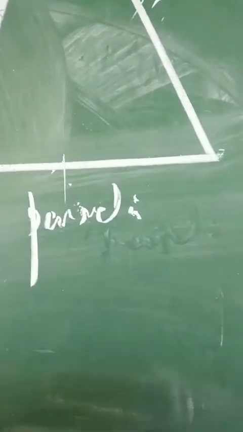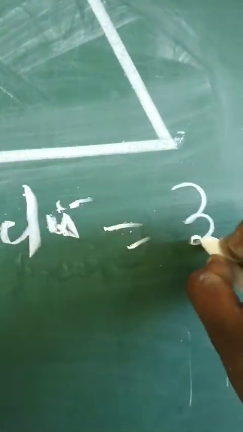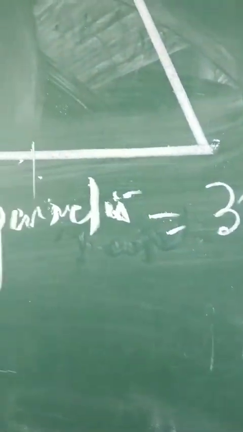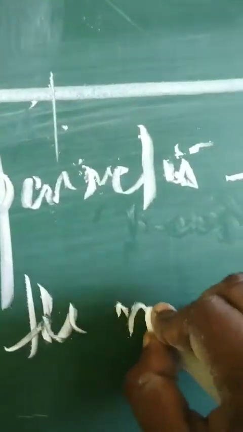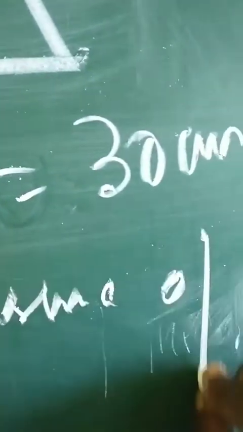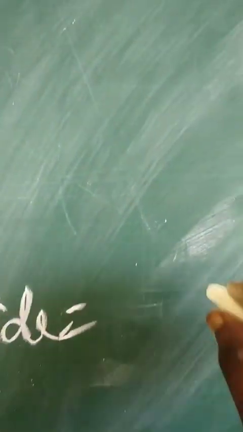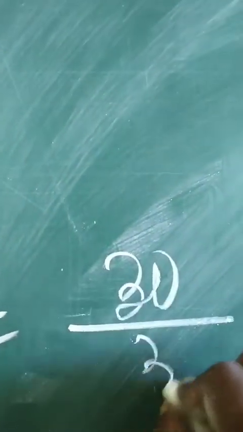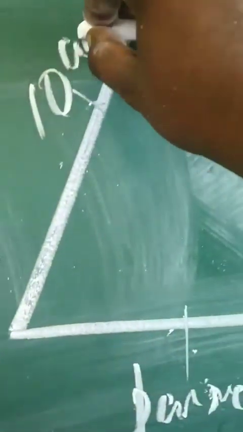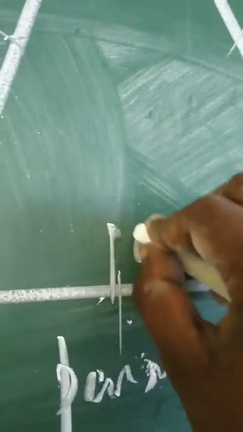So the perimeter is equal to 30 centimeter, children. The measure of each side is equal to 30 divided by 3. Why am I dividing it by 3? Because there are 3 equal sides. So 30 divided by 3 is 10. 10 centimeter is the measure of each side of this equilateral triangle. I believe it's clear to everyone.